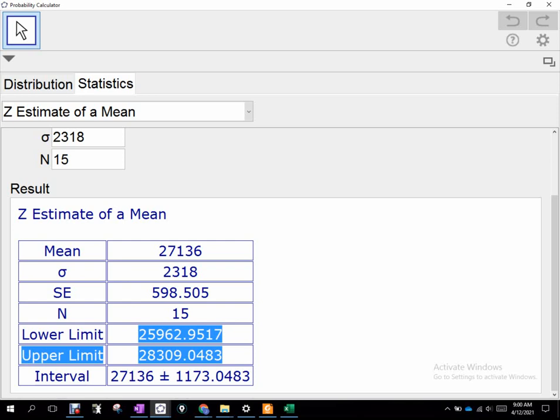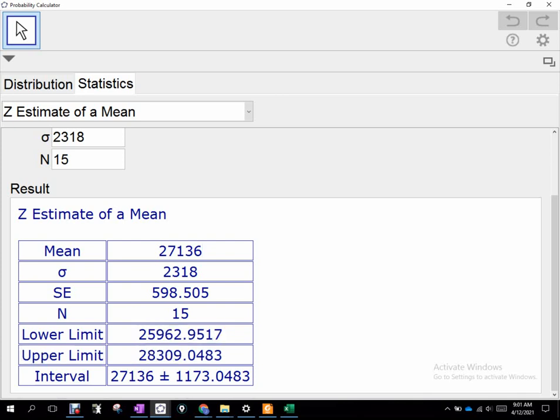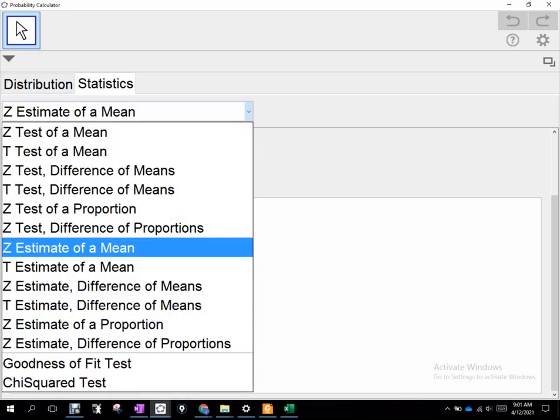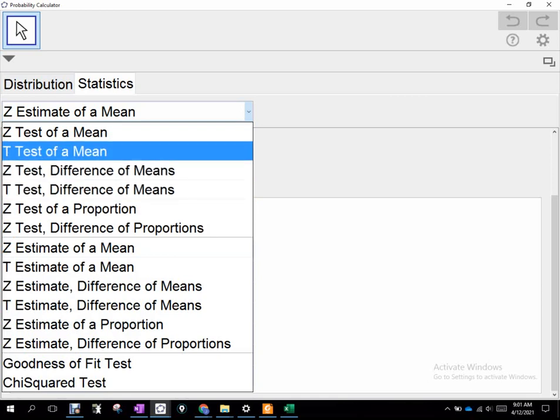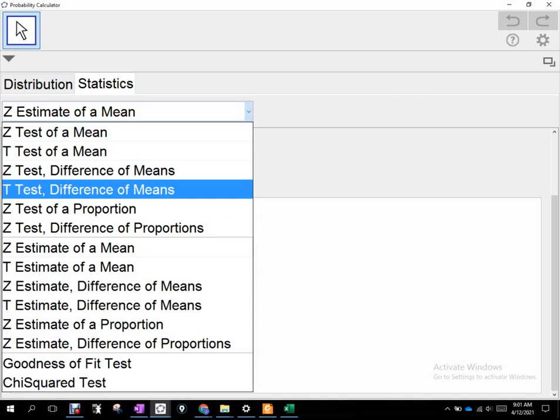Does that make sense? Okay, and that's what our confidence intervals are, estimates, because we start with a point estimate, and then we add the standard error to it and subtract the standard error from our point estimate, which is the mean, and that's how these two numbers are getting generated there. You can see that right here. Okay, so this one's a t-test for a mean, and this one's a t-test for the difference of means.